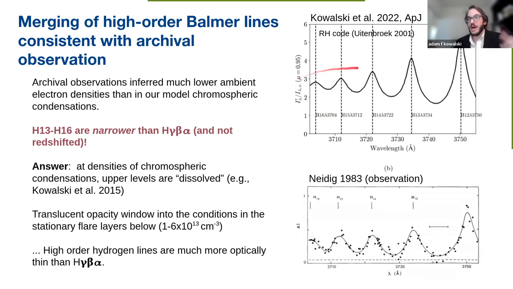That is, the upper levels of these transitions here are completely wiped out and dissolved due to non-ideal pressure ionization effects, so to speak. And so what you have is a translucent opacity window, and you're seeing deeper into the stationary flare layers, which have lower electron density and therefore give you less broadening. We can compare to archival observations, showing perhaps a reasonable agreement.